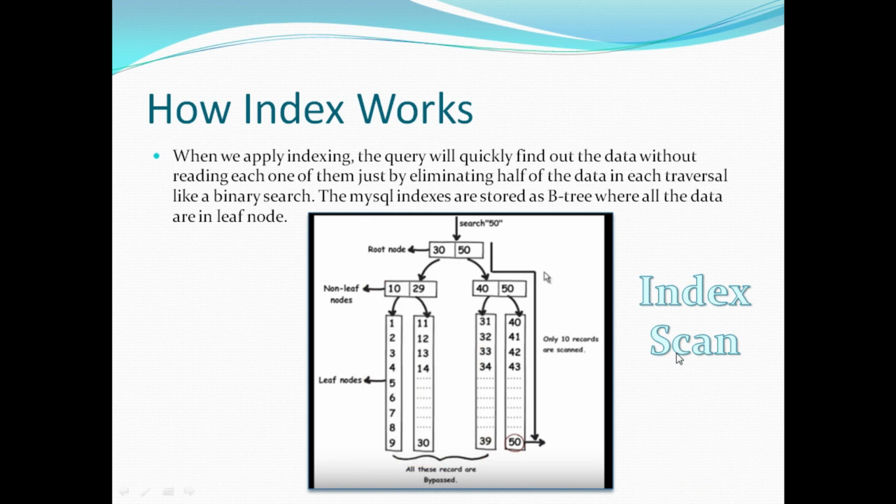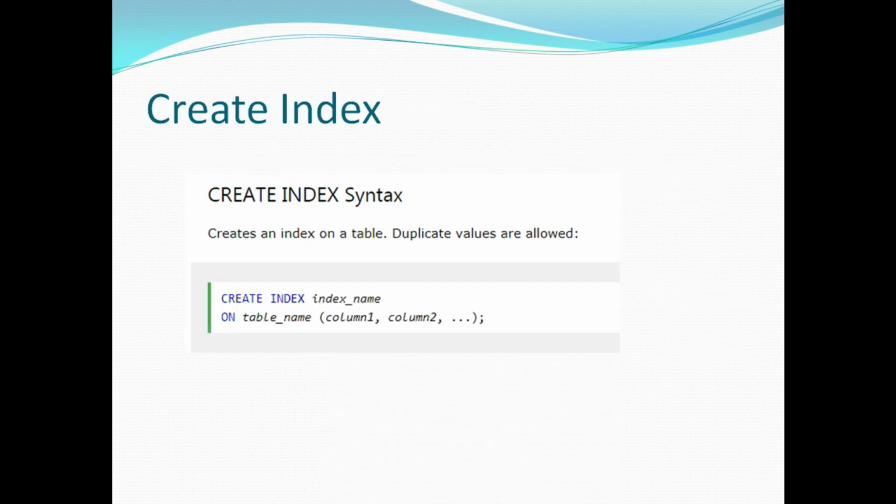I am not going to describe how a B-tree works in detail, I just show you how an index makes fetching so much easier. So now we will see how to create an index practically. To create an index on a table, where duplicate values are allowed, the syntax is very simple: create index, then we name the index, on the table name and the column on which we want to apply the index. Let's see it in our database's specific table.